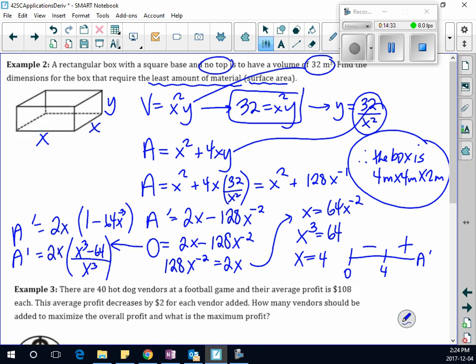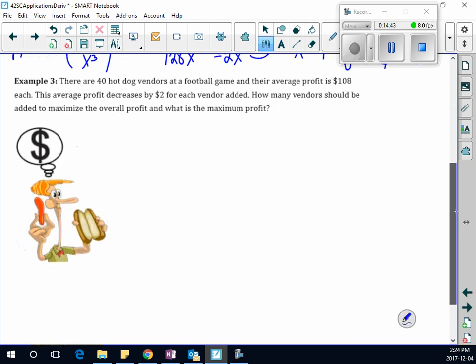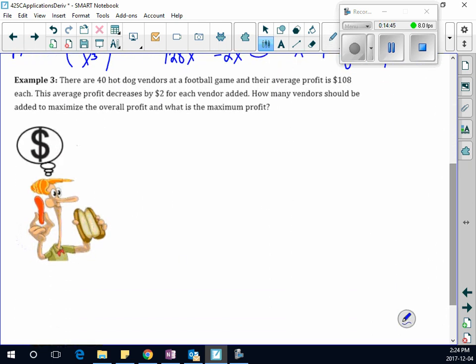So it's not too bad, it's like using your grade 11 stuff to the next level. Okay. There's 40 hot dog vendors at a football game, and their average profit is $108 each. This average profit decreases by $2 for each vendor added. How many vendors should be added to maximize the overall profit? You did this in grade 11.